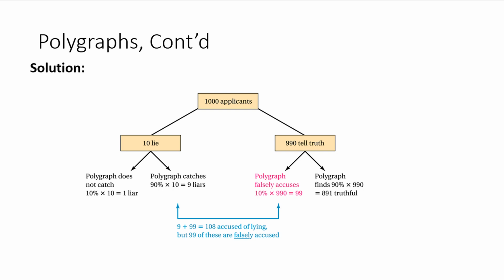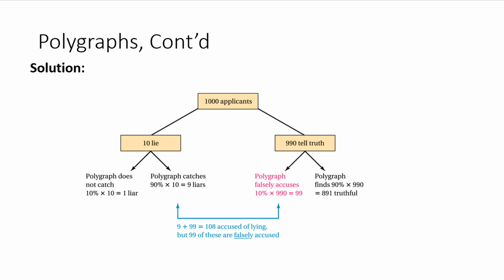To the left, polygraph does not catch, and so that's 10% of 10, or one liar. To the right, we have polygraph catches, so 90% times the 10 who lie, or 9 liars.